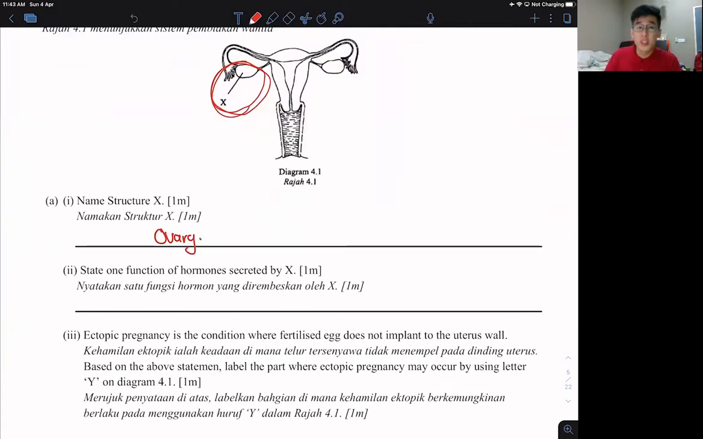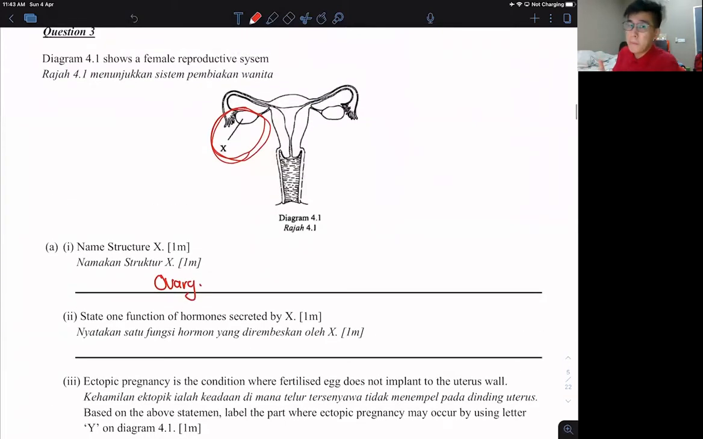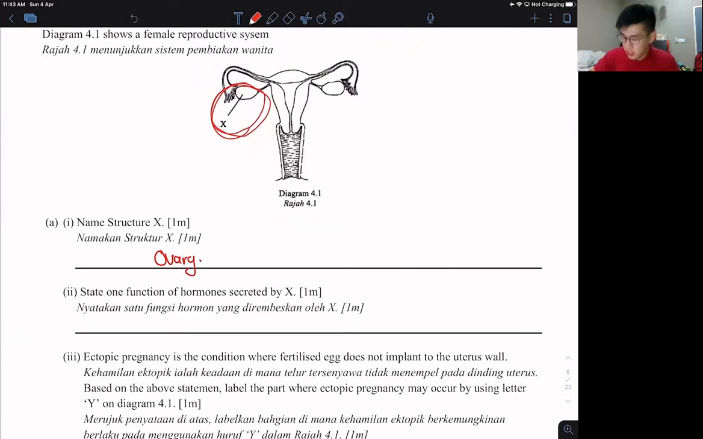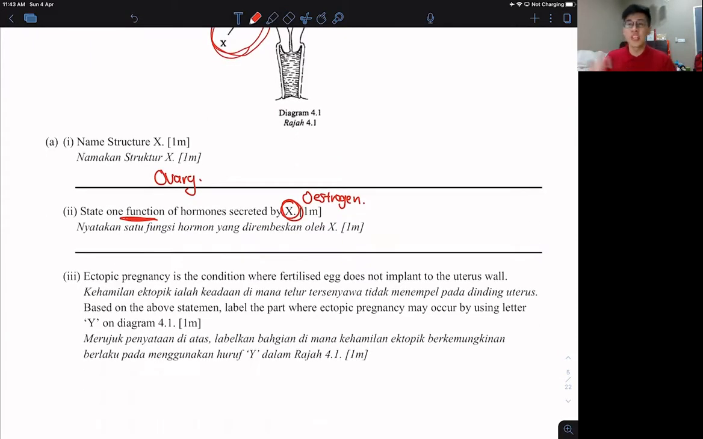One function of the hormone secreted by X. So what is the hormone? The hormone secreted here is estrogen, right? So what is the function of that hormone? Estrogen is the second hormone. So what does it do? It will repair and thicken. That's the keyword. Repair and stimulate the thickening of endometrium.